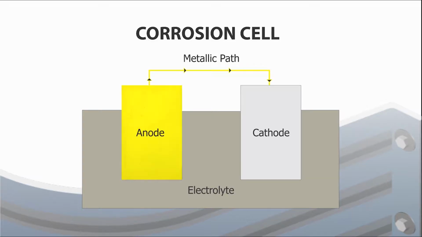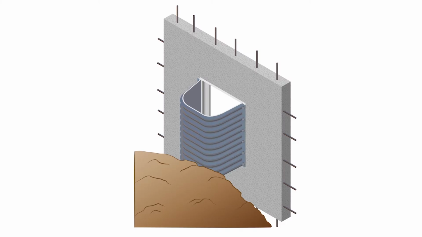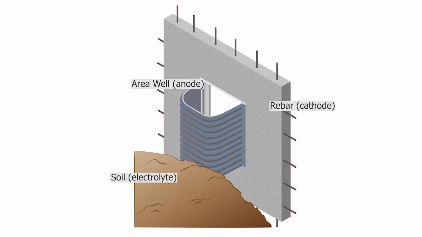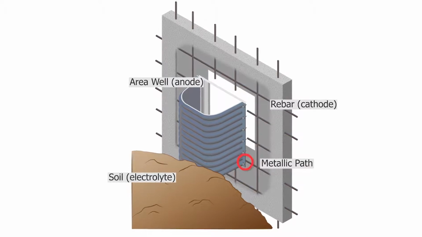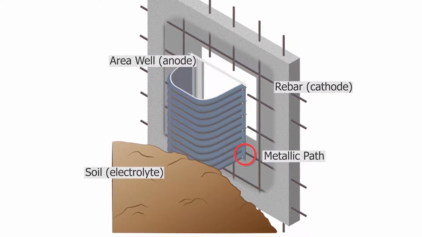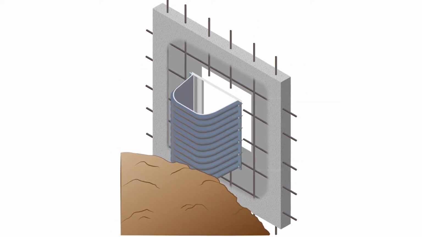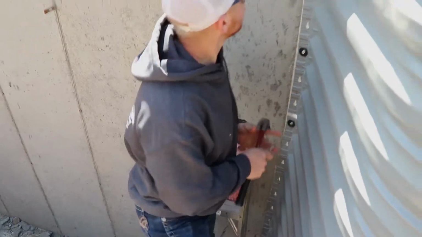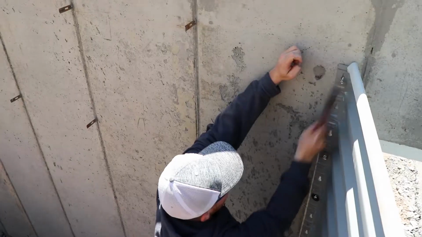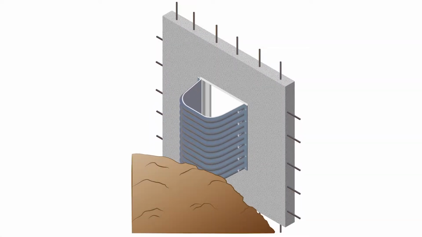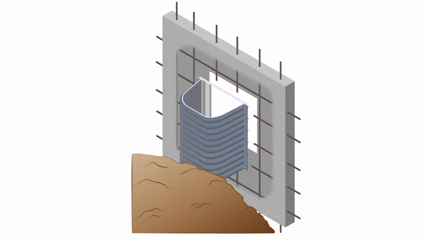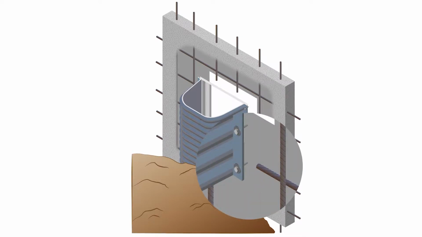When these 4 components are present and with the right soil conditions, rapid corrosion can occur. In our situation, the window well is the anode, the rebar is the cathode, and the soil is the electrolyte. A metallic path is created when the area well comes in contact with the rebar, either through rebar touching a metal buck or on wall mount area wells when an attachment bolt comes in contact with rebar during the installation process. If the attachment bolts or buck are touching the rebar, a metallic path is established. If there is no metallic path, the circuit is not completed and a corrosion cell will not form.